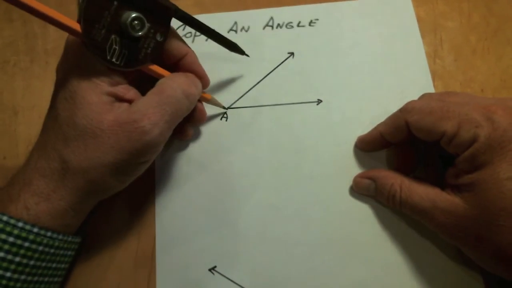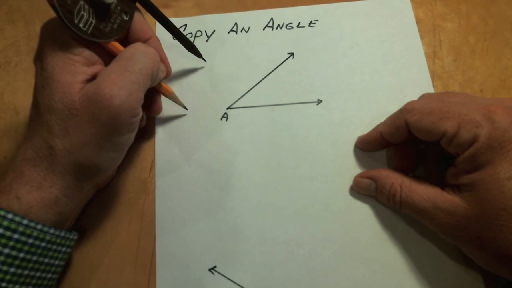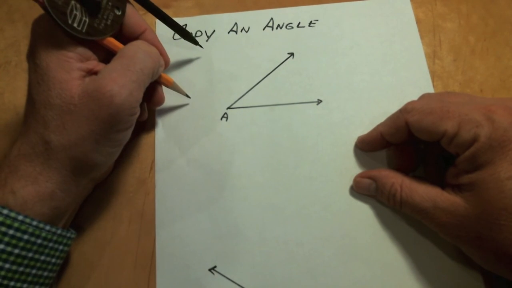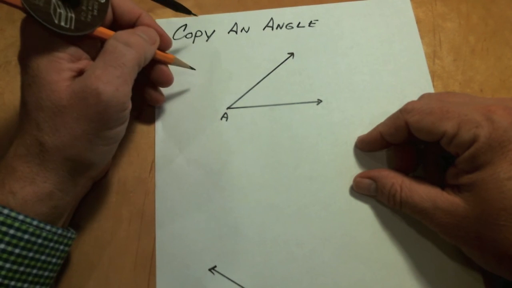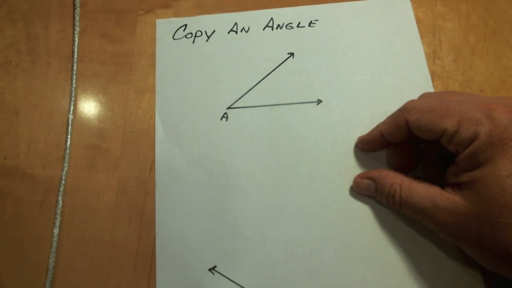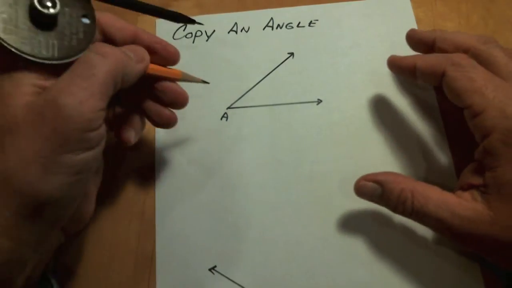You're going to need to draw on a piece of paper an angle that looks something like this one. I called it angle A. So we're going to copy this angle, and it's quite easy. It's going to look a little bit like copying a segment, which hopefully you've already covered.